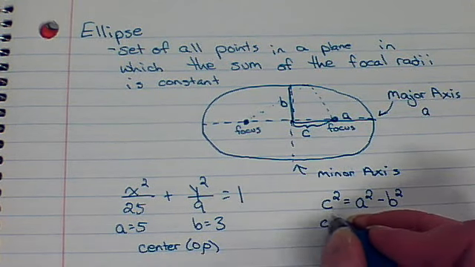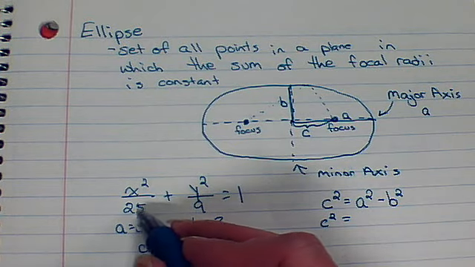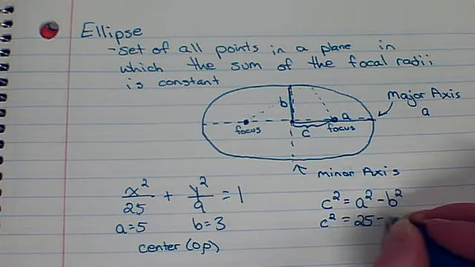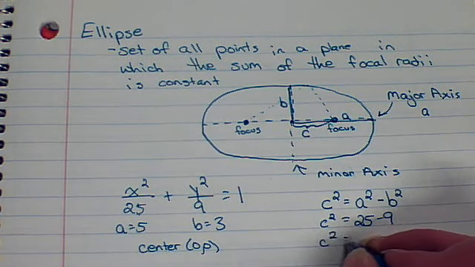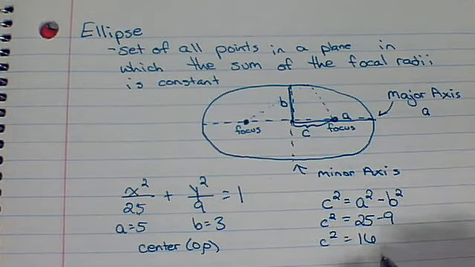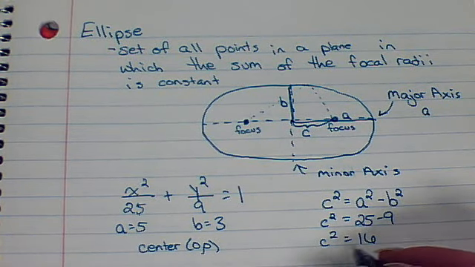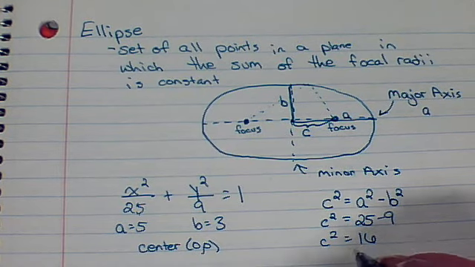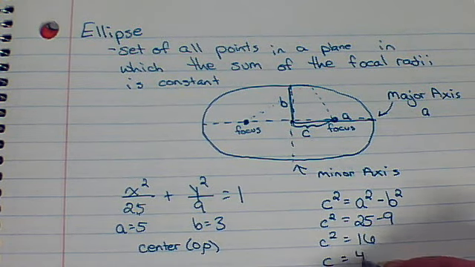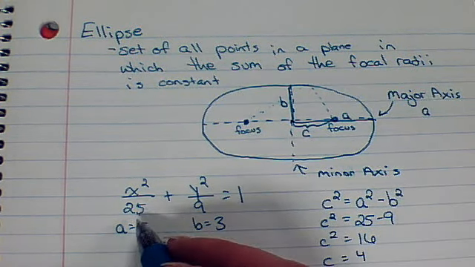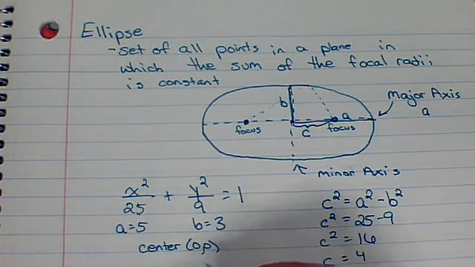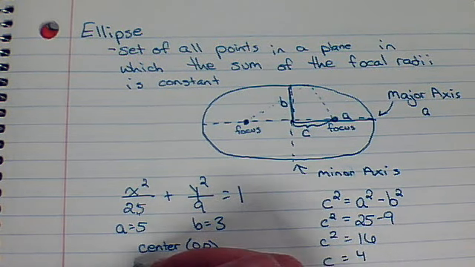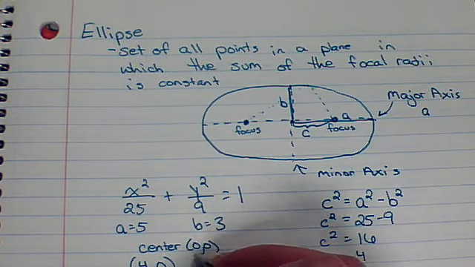To find C, C squared is going to be the difference of my denominators, really. So it's 25 minus 9, which is 16. So in this example, my focus is going to be 4 units away. Now, since it's a horizontal ellipse, I'd be 4 units to the right, which is 4, 0, and 4 units to the left.